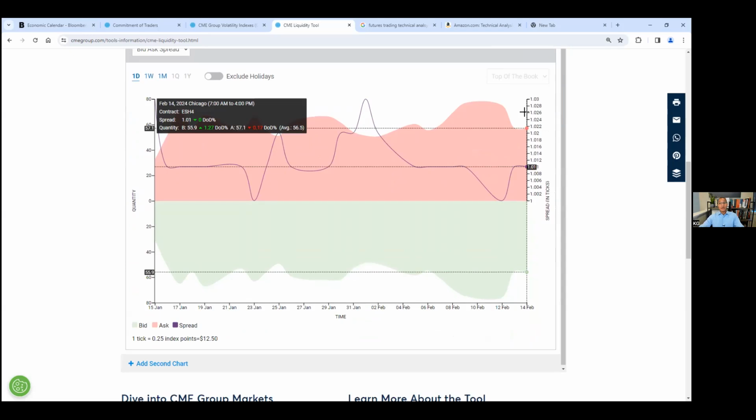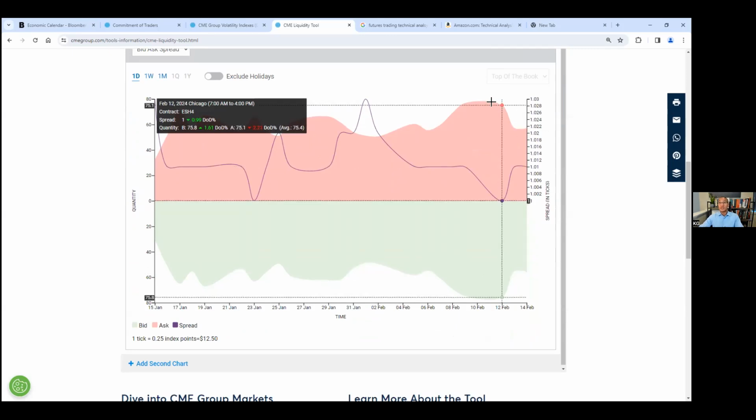And Jason, I brought this up the other day, right? And we're seeing it in real time. We saw a lot of volatility over the last 2 days. And I said, keep your eye out on this chart because we could see the bid-ask spread or we could see liquidity drying up. And we are. If you're looking at February, let's look at February 12th. You can even go before that. February 12th, the quantity on the bid was 75.8. You can look at the ask, 75.1.